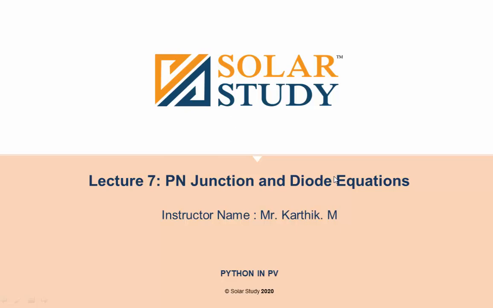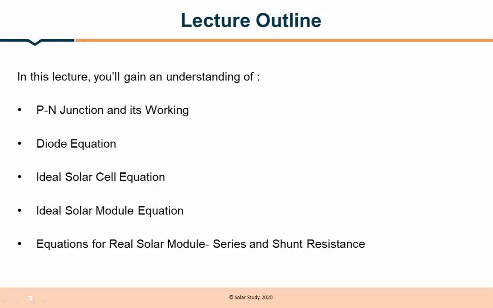Welcome to lecture 7. Myself Karthikam. First of all, we will see what the PN junction is. I already told how it is put together and how it works. We will see here how it becomes a diode, and later the diode equation. Then we will see the ideal solar cell equation, then the ideal solar module equation, then the equation of a real solar module with series resistance and shunt resistance. We will see all that in this lecture.